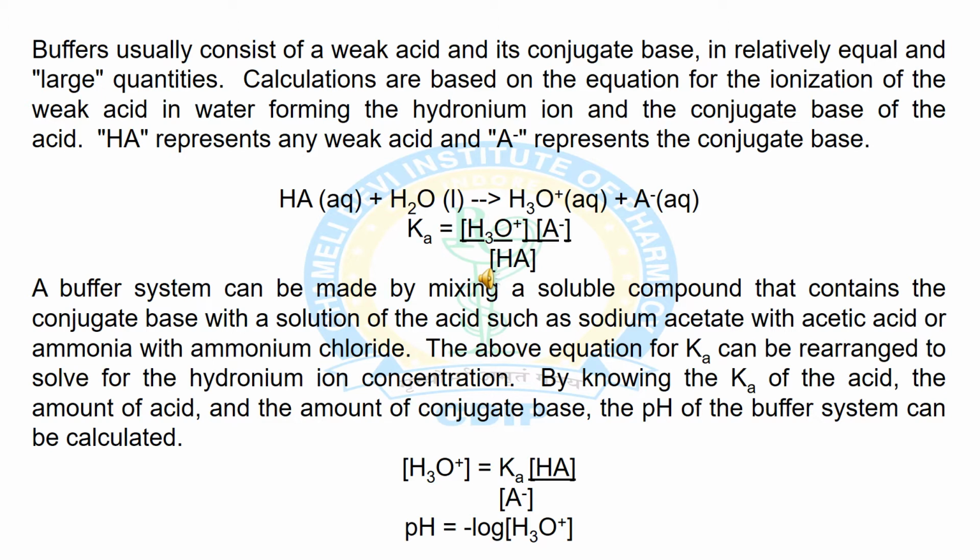A buffer system can be made by mixing a soluble compound that contains a conjugate base with a solution of acid, such as sodium acetate with acetic acid, or ammonia with ammonium chloride. The above equation for Ka can be rearranged as H3O+ ion concentration equals Ka times the concentration of acid upon the concentration of conjugate base. Thus, pH will be equal to the negative logarithm of the hydronium ion concentration.